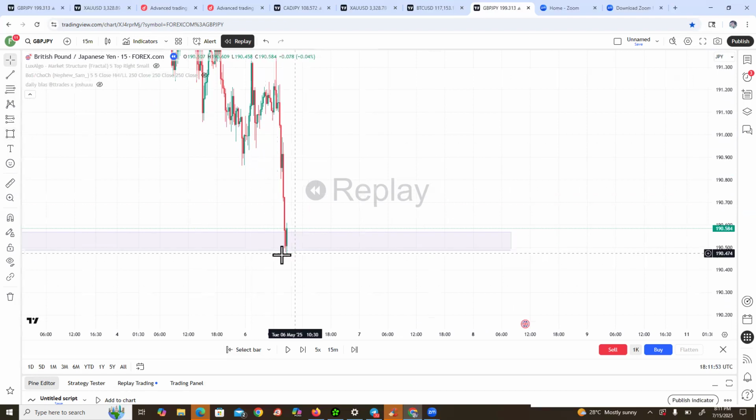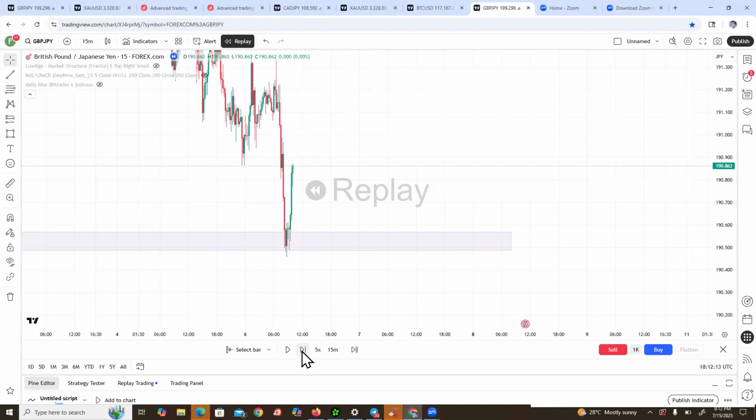So now, it has tapped on this order block. Now, is there any market structure shift here? Is there any market structure shift here? No, you can't go in now because there's no market structure shift, no break of structure, nothing. So you just keep looking at it like this. See, no market structure shift here.